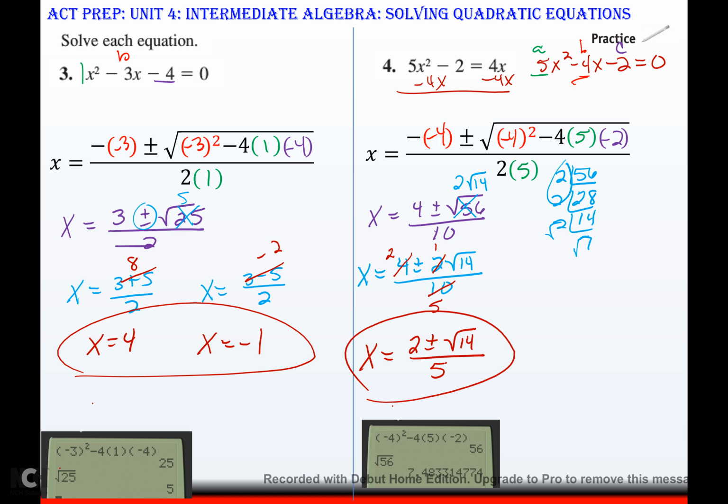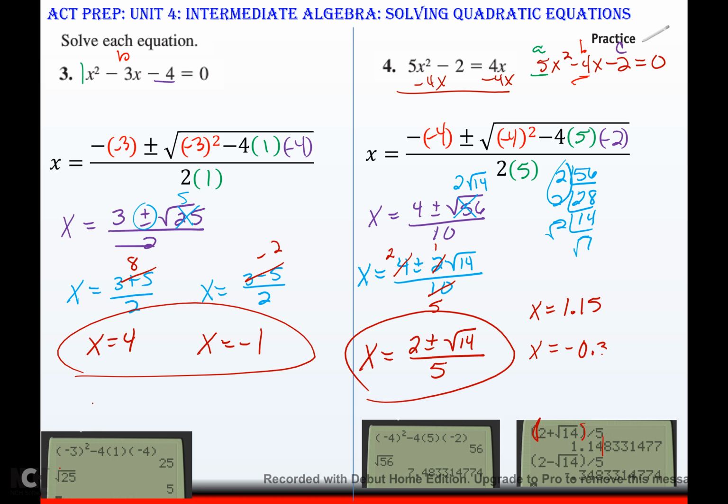Now, if they want decimal form, then you would have to type in, let's see if I did it. I did. You'd have to type in parentheses 2 plus the square root of 14 divided by 5, which gives me 1.15 if I round to the nearest hundredth. And then parentheses 2 minus the square root of 14 divided by 5, which gives me x equals negative 0.35 if I round to the nearest hundredth.